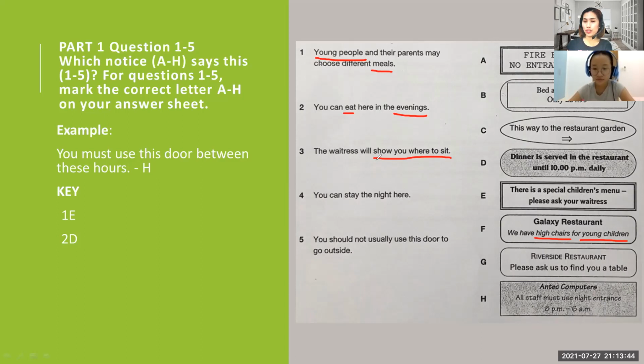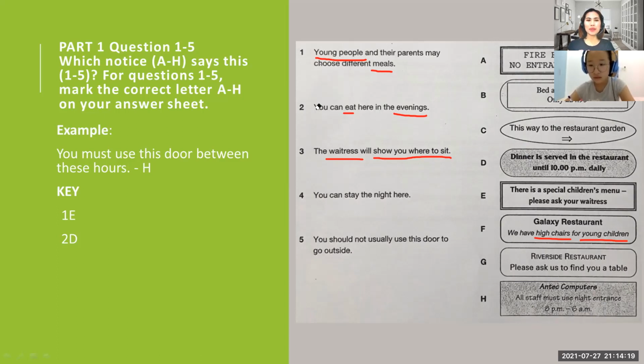So which notice tells us that we need help to find somewhere to sit? G. Yes. So what can we do with the waitress? Ask. Yes. Let's ask the waitress so we will know where to sit or where the table is.